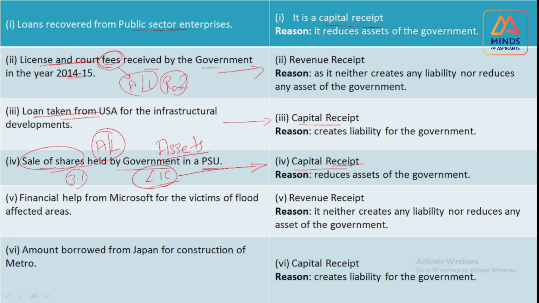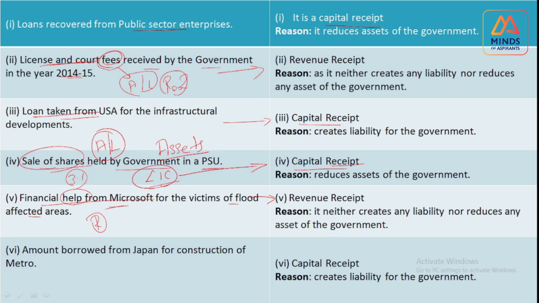Okay. Then we have help received from Microsoft for the victims of flood. In which category does this come under? Microsoft came forward for helping purposes, and obviously it is an income to us. This does not affect any asset or liability, so it comes under the category of revenue receipts.